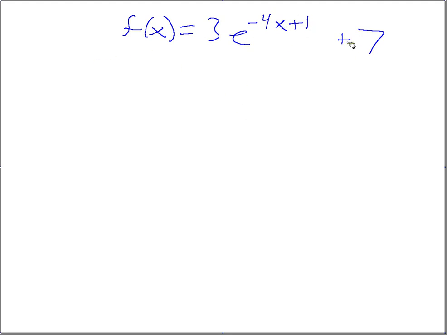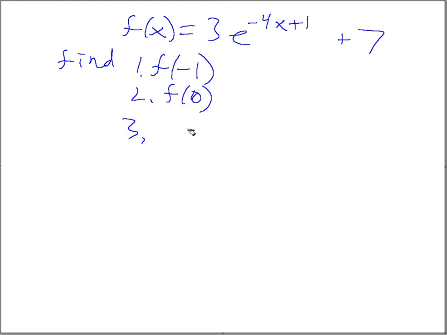Given this natural exponential function, I want you to find the following values of f of x and post the answers into Blackboard. So number 1, find f of negative 1. Number 2, find f of 0. And number 3, find f of 2. So plug these three numbers in for x on your calculator so you can work it out. Round to 3 or 4 decimal places is fine, and post it into Blackboard. All right. So until next time.